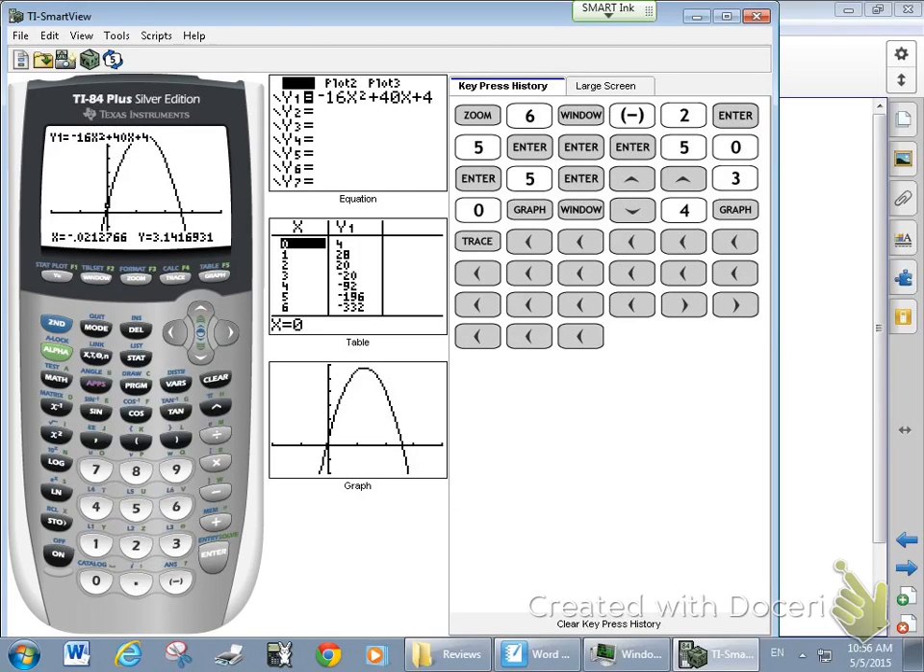So when we have a y-intercept, we always know that x is 0. So what we're going to do is substitute 0 for x, and then hit enter. And we get 4. So then we know our y-intercept is 4. And to us, that should be no surprise because of the fact that our c value in our equation was positive 4.